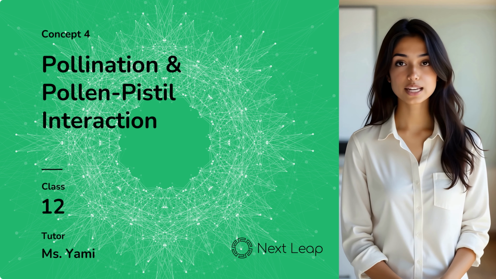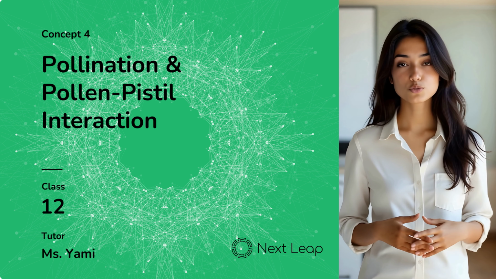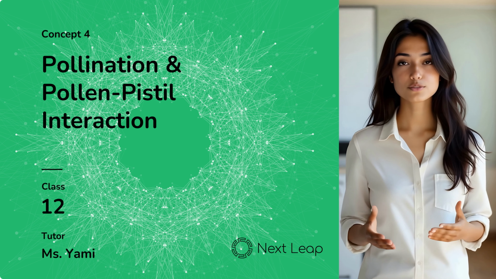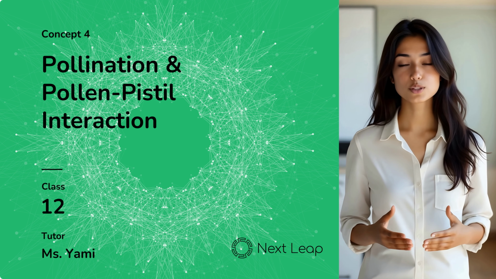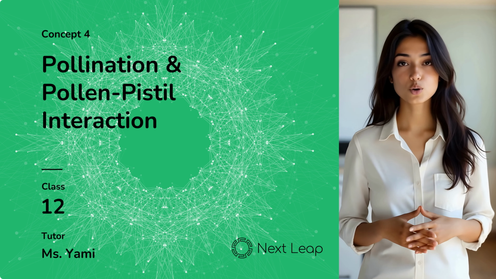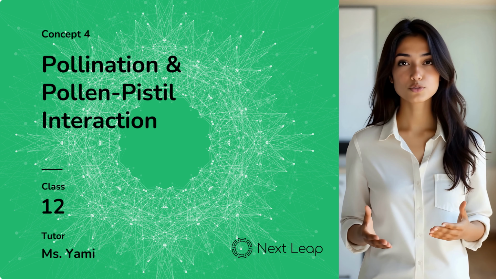Imagine a world where male and female gametes can't move on their own. In flowering plants, that's exactly the case. Both the male and female gametes are non-motile, unlike in animals where gametes often travel to meet each other. So, how do they ever meet?